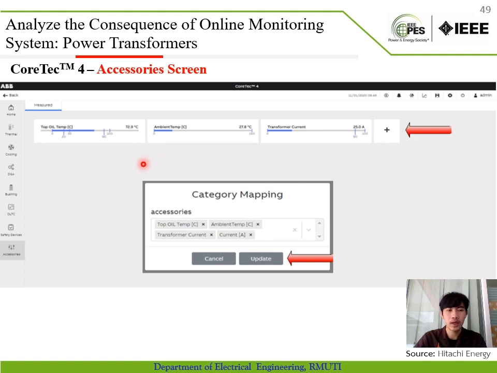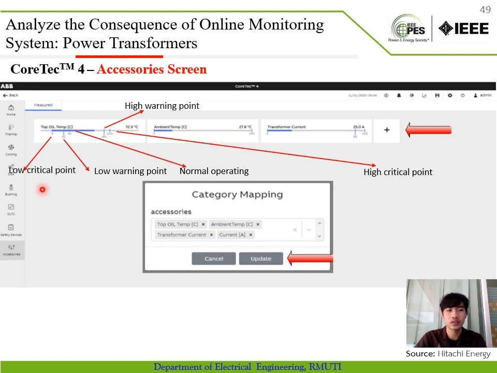Accessory screen display on Cortex TM4. It takes from category mapping from accessory, such as top oil temperature, ambient temperature, and transformer current. And with these values, the operator configures 5 states: low critical point, low burning point, normal operating, high burning point, and high critical point. And so with this online monitoring, the operator can diagnose the power transformer 24/7.